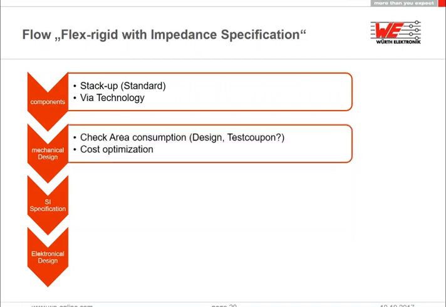Mechanical design, it's important to meet cost optimization, and therefore it's important to check the area consumption of the design, as well as the question whether we need additional areas on the production panel for the test coupons, if they are needed. I will show some examples afterwards.